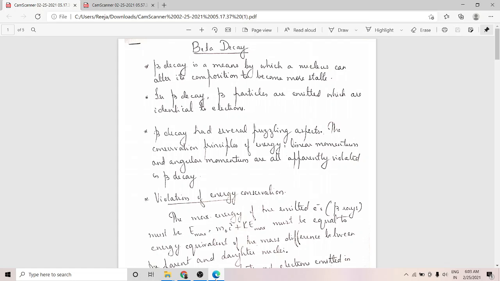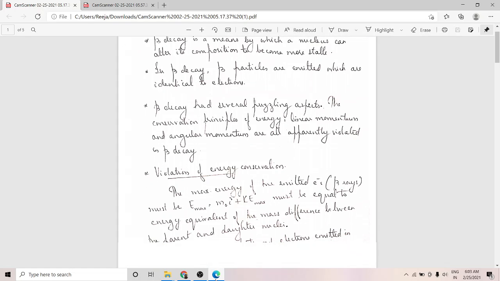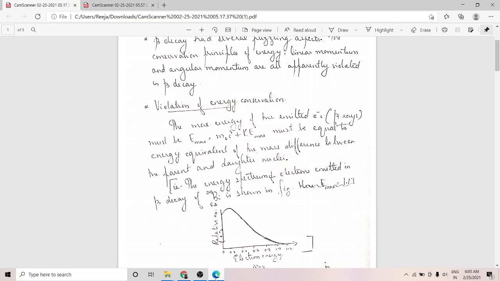So let us see how in beta decay the law of conservation of energy is violated, how the law of conservation of linear momentum and angular momentum are also violated initially or apparently. So, the violation of energy conservation.